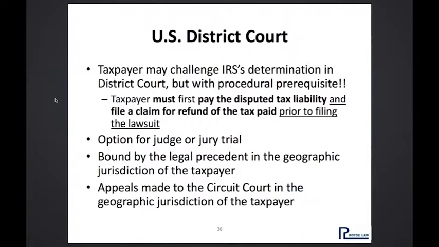All right, say that the taxpayer doesn't go the tax court route. What else is available? The taxpayer can challenge the IRS determinations in a U.S. district court as well. But there's a procedural prerequisite. The taxpayer must first pay the disputed tax liability and file a claim for refund of the tax paid prior to filing the lawsuit.